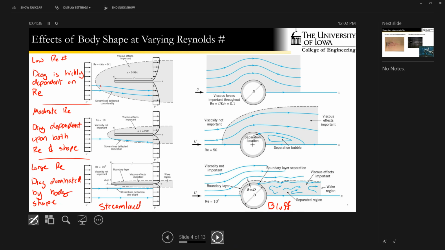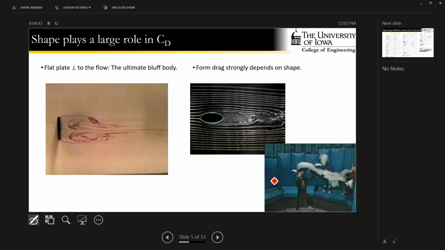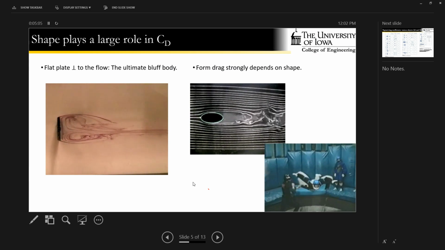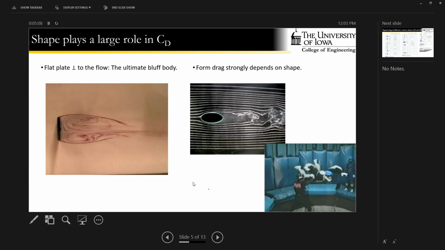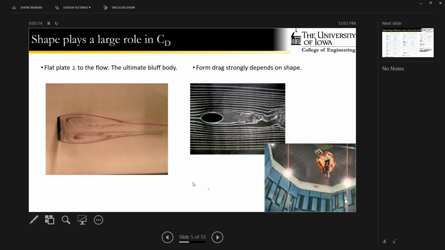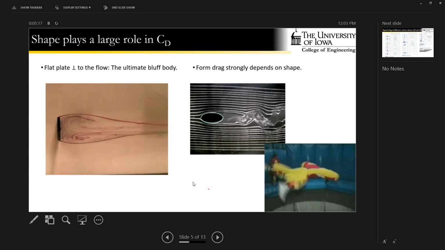Let's move on. So let's talk first about the effects of shape all by themselves. The effects of shape are fairly obvious when you start looking at the way that flows behave. If you have something that's a flat plate face onto the flow, it can be thought of as kind of the ultimate bluff body.